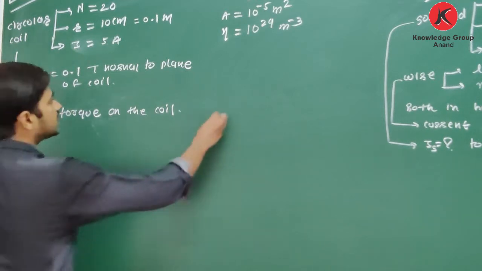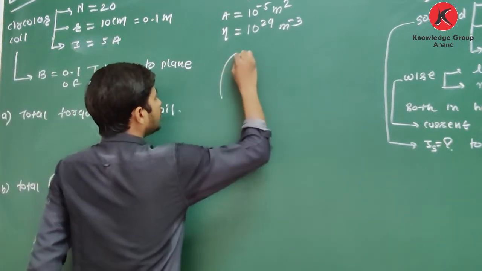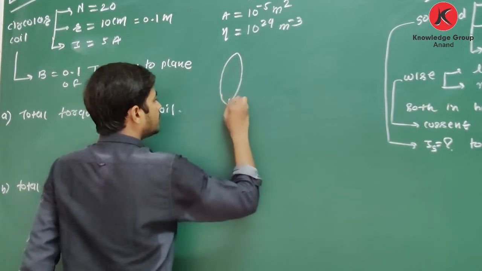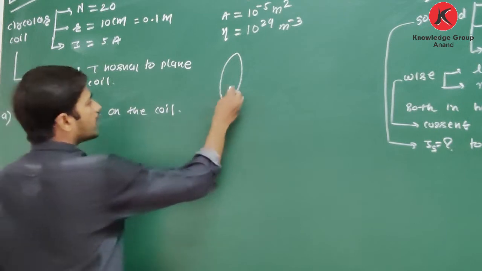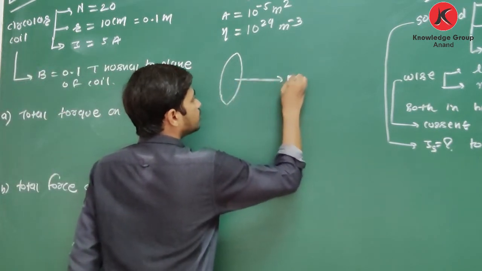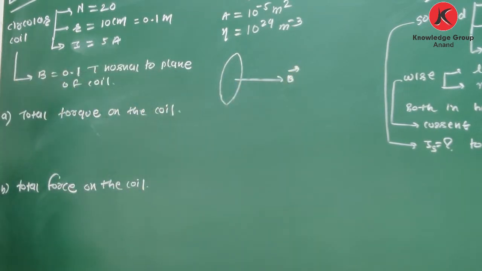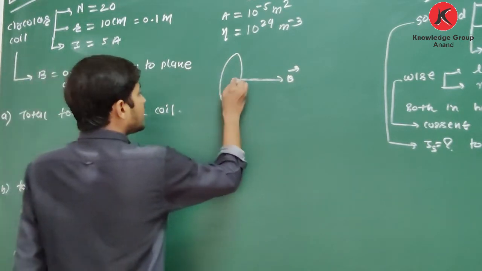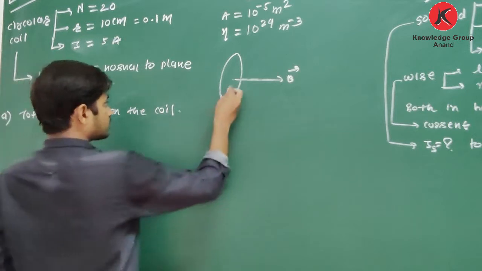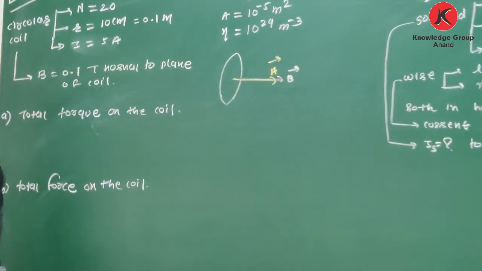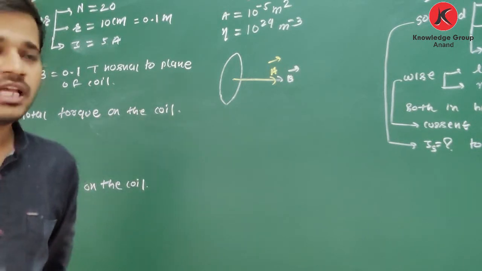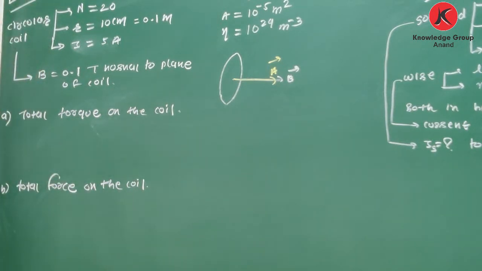How to draw the figure? See, if it is a coil, the magnetic field is normal to the plane of the coil, means like this. It is the magnetic field. Also, what is the area vector? The area vector is also normal to the plane. So the area vector is also in this direction. Yes or no? Yes.